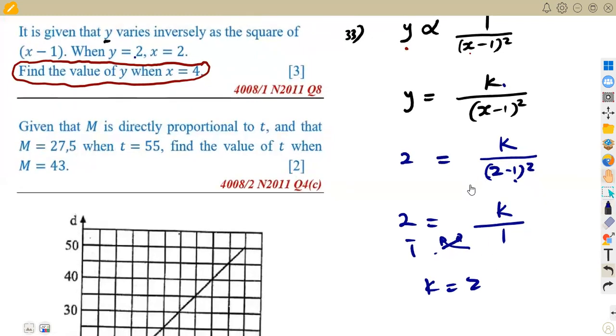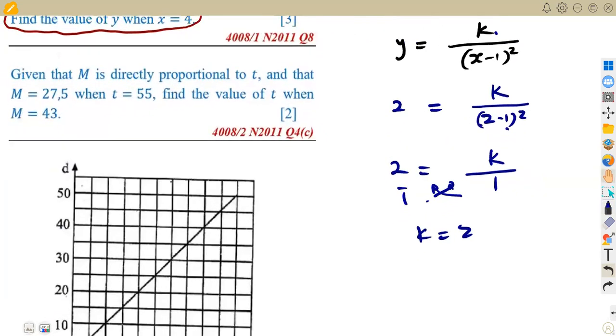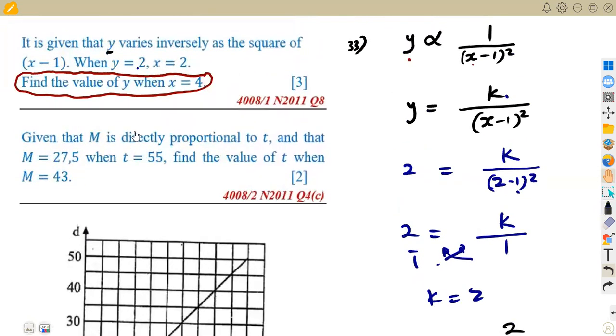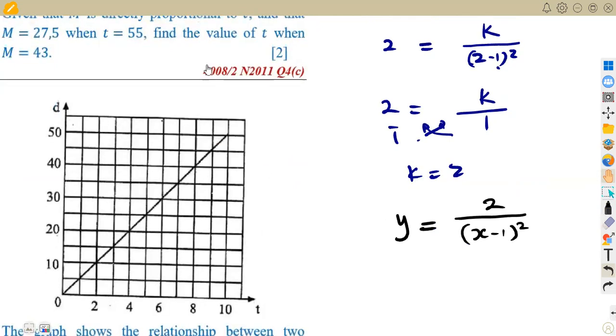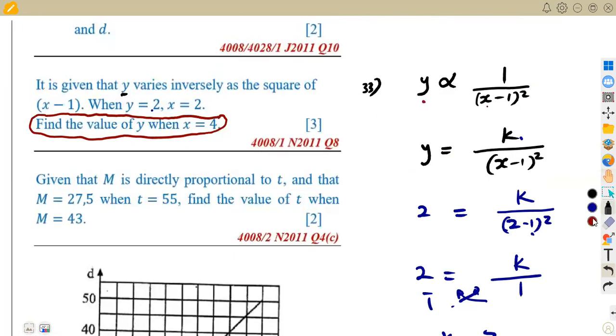So having the value of K, we can substitute back that K here to have the relationship now. Y is equal to K, which is 2 in this case. So we are going to obtain 2 over X minus 1 squared. All right, so that is the relationship. But the question is, find the value of Y when X is 4. Without this relationship, we can't find anything. So we need the relationship first, then we consider now, what are we supposed to find? Y. Given what? Given X.